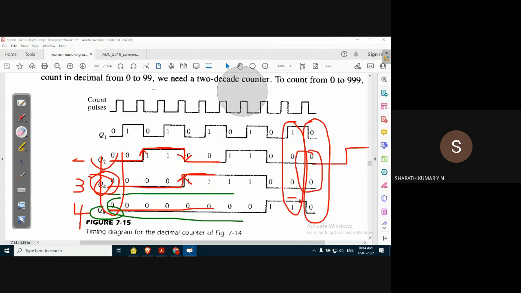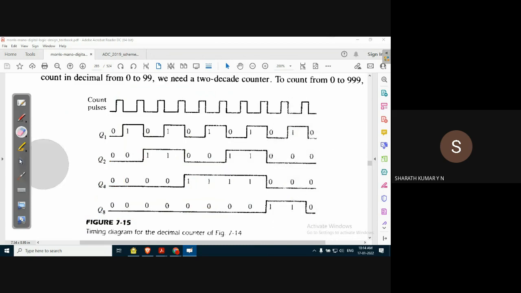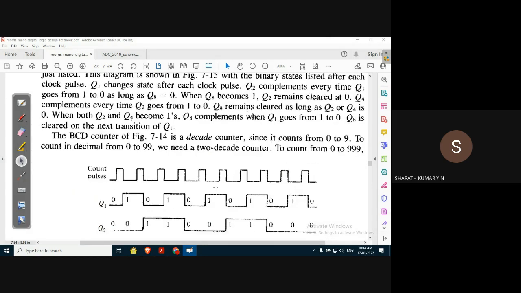So for that, what we can do is let us jump back to the circuit diagram.